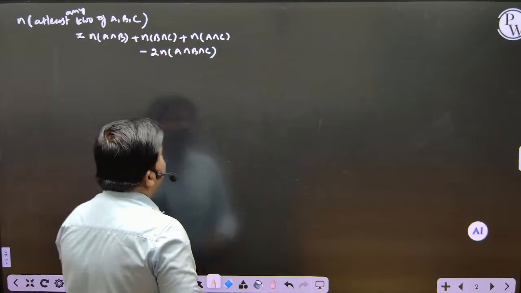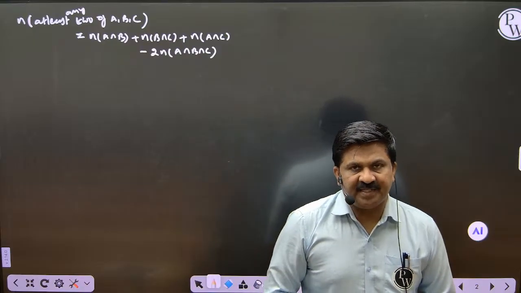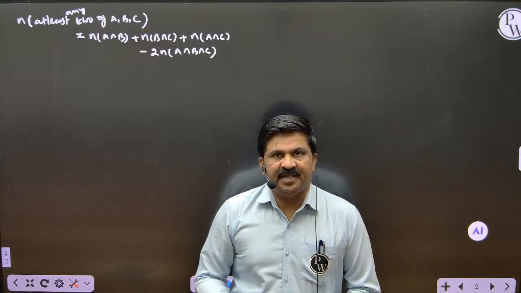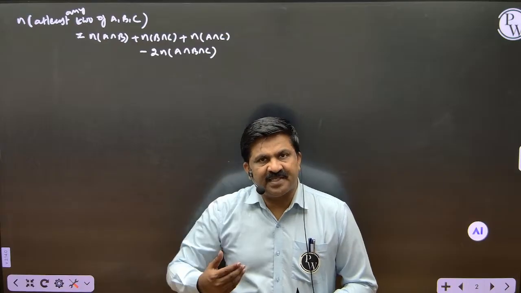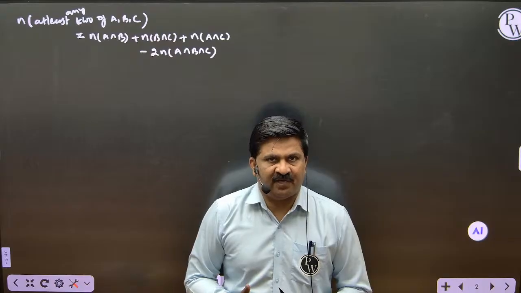For exactly 2 of A, B, C, it is n of A intersection B, B intersection C, C intersection A minus 3 times n of A intersection B intersection C. That is for exactly 2 of.